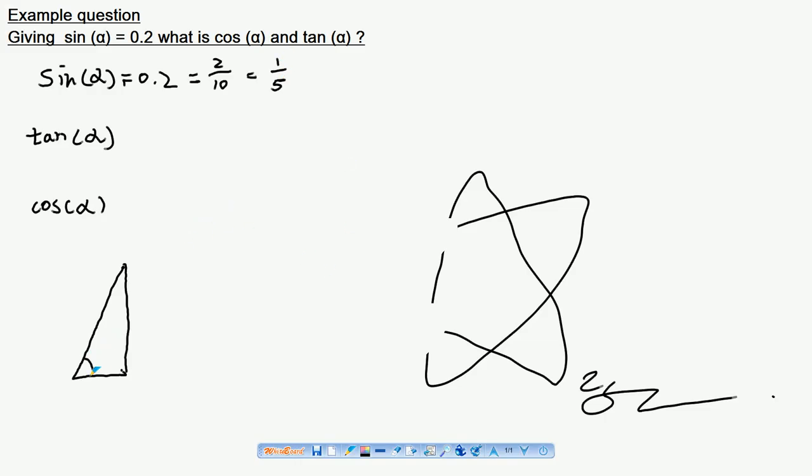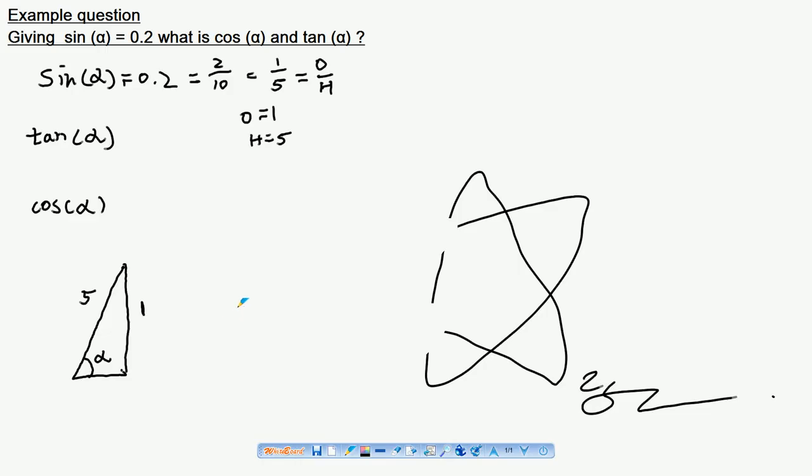Now we label the angle alpha on the triangle and label the hypotenuse and the opposite, because sine of an angle is its opposite on hypotenuse. So in this case, the opposite is 1 and the hypotenuse is 5, and we have our angle there. Now we need to find the value of the adjacent.